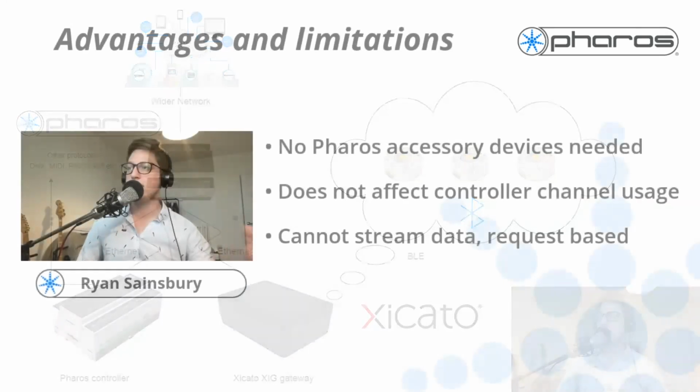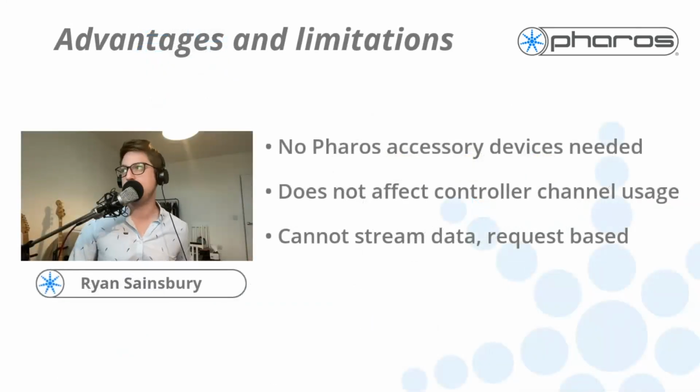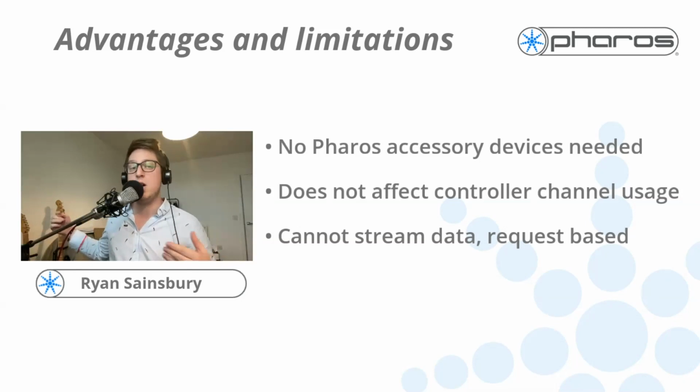So what are the advantages of using a Xicato system, and what are the limitations? First of all, other than the Xicato gateway, you don't need any other accessory devices from Pharos, just the controller, the gateway, and the fixtures. I've set this up today. It's very easy to set up. You only need to run power to the fixtures, have your Xicato gateway networked, and you're good to go. This does not affect any of the channel counts that you would normally have within Pharos. We sell our controllers with certain channel counts, and LPC2 has 1024 channels, but they are DMX only. The Xicato system will not affect that channel count in any way, shape, or form. We're just simply making HTTP requests to the gateway. The Xicato system is then doing everything else.